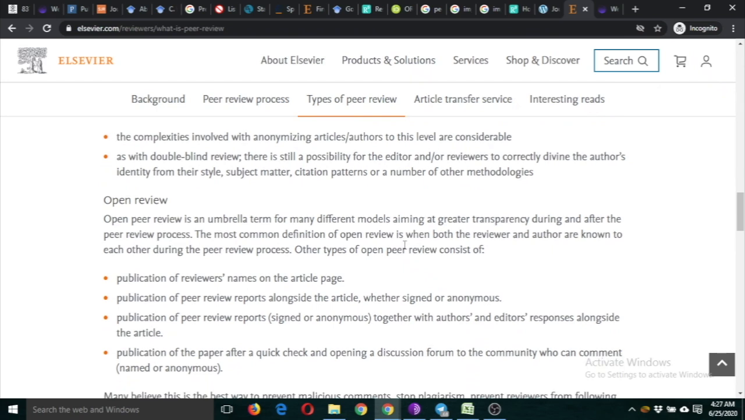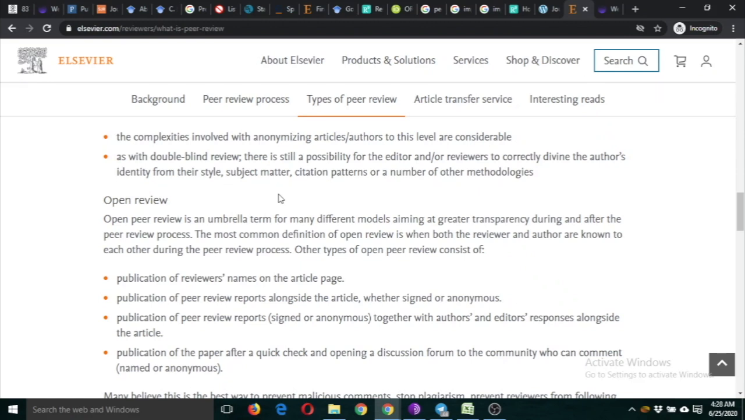The last one is the open review process, in which the details are known to each other. So reviewers know the authors, and the details of the authors are known to reviewers. It is a bit transparent process, but it might lead to some bias. The details of the reviewers are also published on the article page, and other details are also given in the article.